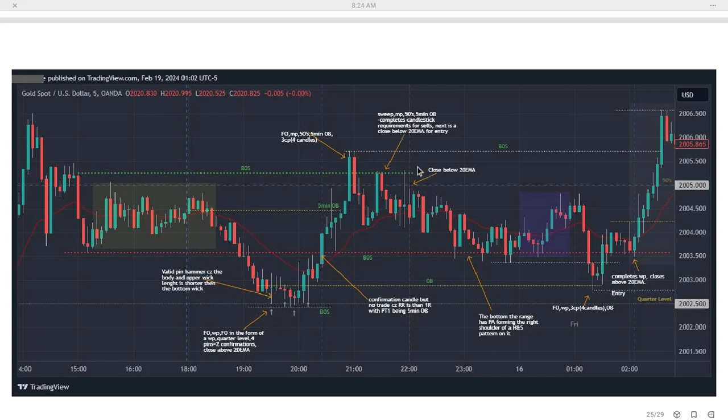Feel free to pause the video and go through them, but also let's just go through them together. So what we have here is that we have multiple pin hammers. We have price doing a whole fake out in the form of a W pattern or multiple troughs and a W pattern in itself. And then we have price reacting off of this quarter level and then this candle closing above the 20 EMA at the same time completing the fake out.